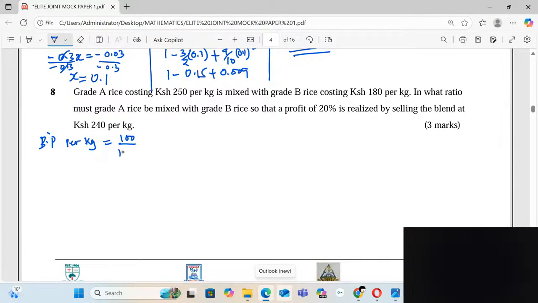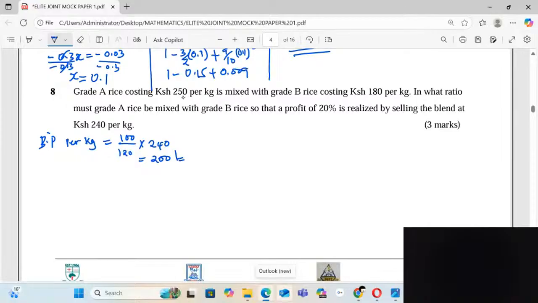it's going to be over 120, then times what? Times 240, which is now it's going at that price, 240. So we are going to get the buying price to be 200 shillings now. The buying price is going to be 200 shillings so that when they sell at 240, 20%.